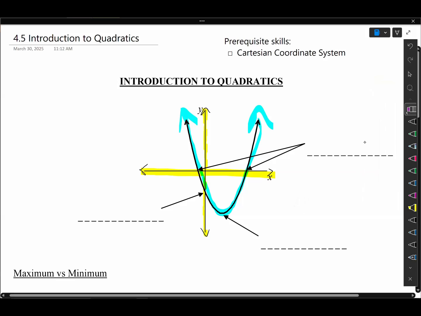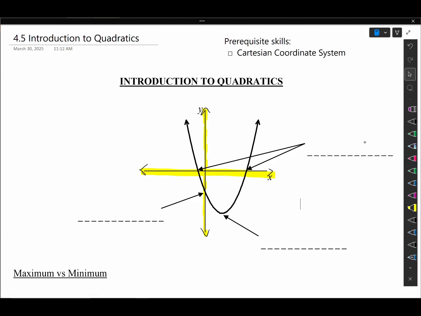Now, this parabola has some key interesting points. They're not necessarily labeled here. That's okay. We're just practicing finding them. You'll see them labeled after a little bit of practice. The key points that we're looking at. Number one, we have the vertex.